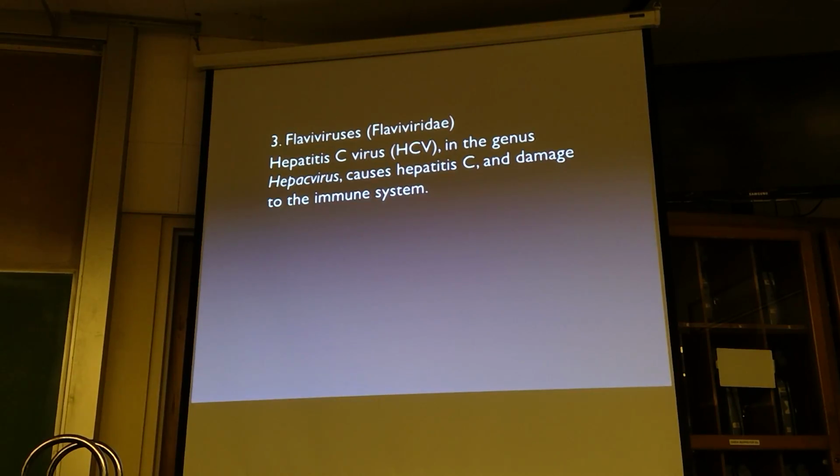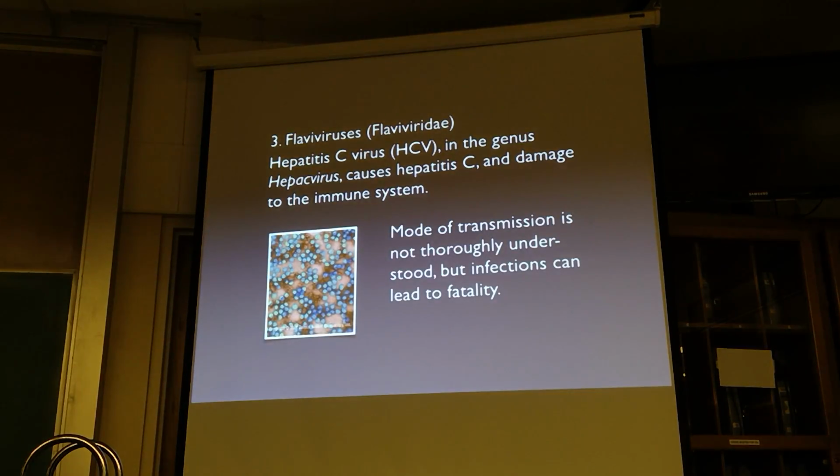The hepatitis C virus causes hepatitis C. It causes damage to the immune system. For a long time, they weren't sure exactly how this was transmitted, but apparently hepatitis C is transmitted by objects that are used between people, things like using common toothbrushes, using common razor blades. And now there's a vaccine against hepatitis C.